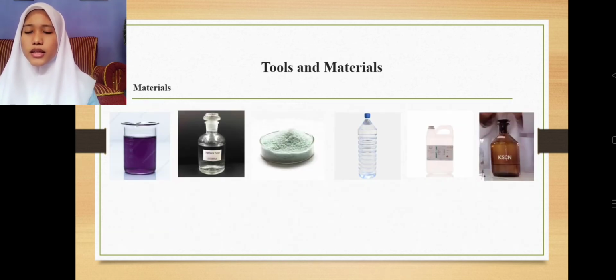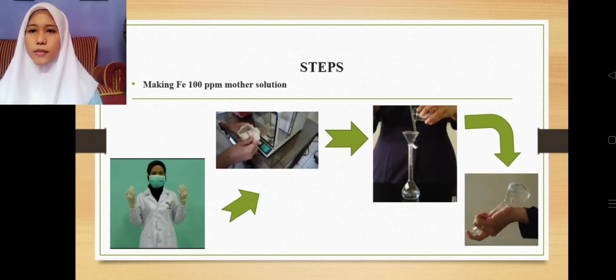Next, materials. The first is potassium permanganate, and then sulfuric acid, and the next are Fe aqueous solution and potassium thiocyanate. Next, steps. Making the Fe 100 ppm water solution.